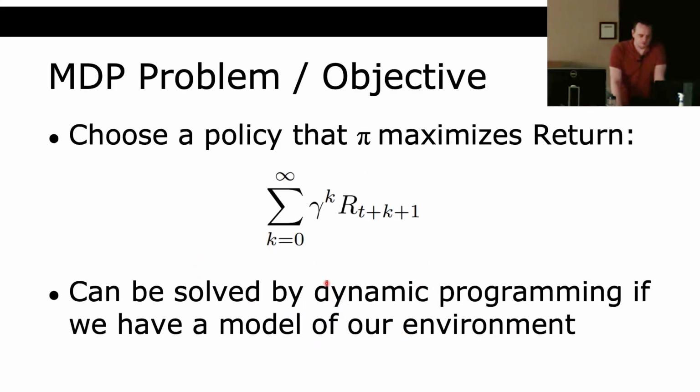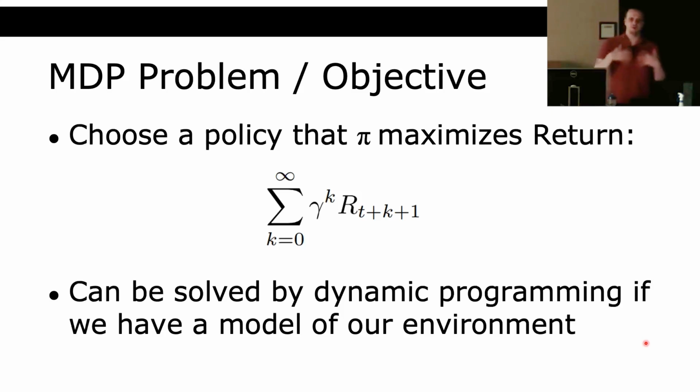Okay, so the MDP problem or objective is to choose a policy pi that maximizes that, okay? And so we're going to eventually get to how we actually form the policy, but it's important to understand what this formula is actually saying, and hopefully you're getting that now. So a really cool thing is that this can be mathematically outright solved by dynamic programming if we have a complete model of our environment. Okay, so if we know all the probability distributions and everything, we can use dynamic programming.